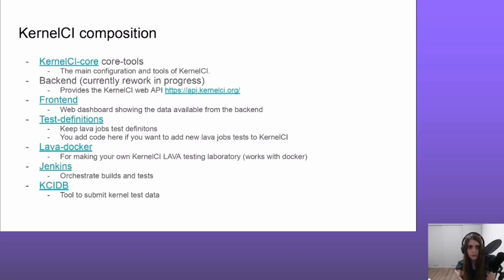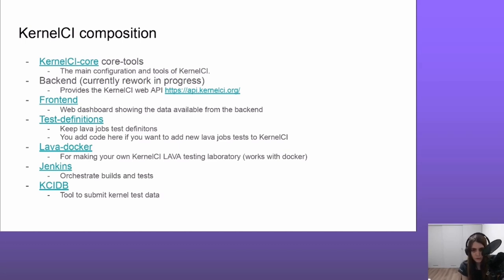So KernelCI is composed of the core tool that contains the main configuration of KernelCI, and the backend, which is currently being reworked, that keeps the API of KernelCI. We have a frontend and test definitions that are practically Lava jobs. And then we have Lava Docker, an orchestration system for easily implementing your Lava laboratory. And currently all the scheduling is done by Jenkins.